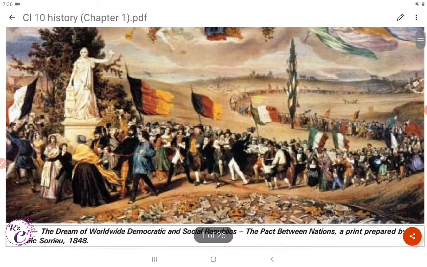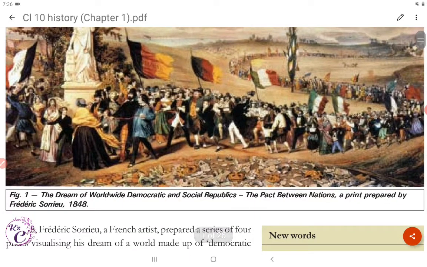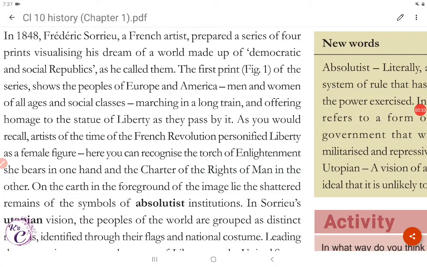Here's a figure. Figure 1. The dream of worldwide democratic and social republics. The Pact Between Nations, a print prepared by Frederick Sorrieu, 1848. In 1848, Frederick Sorrieu, a French artist, prepared a series of 4 prints visualizing his dream of a world made up of democratic and social republics, as he called them.